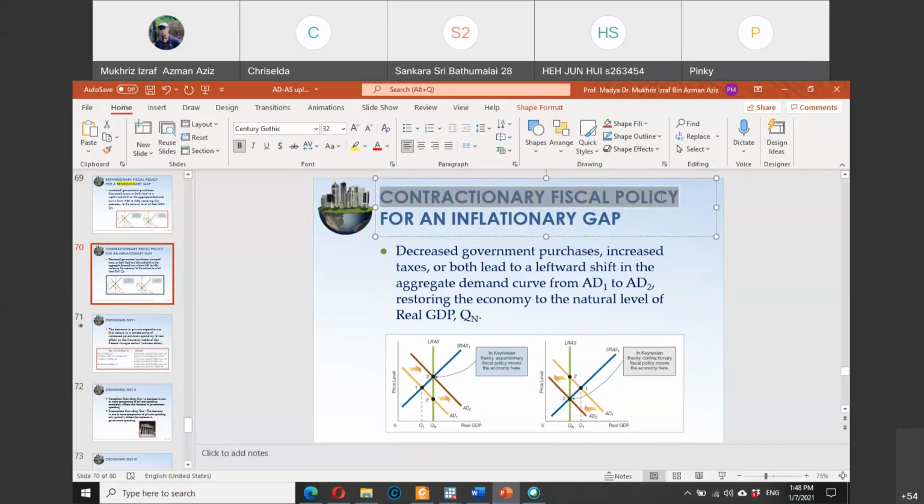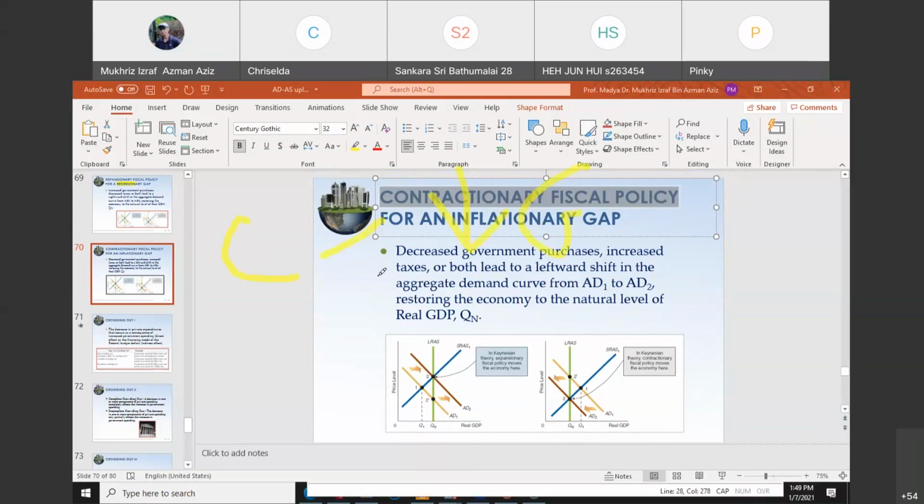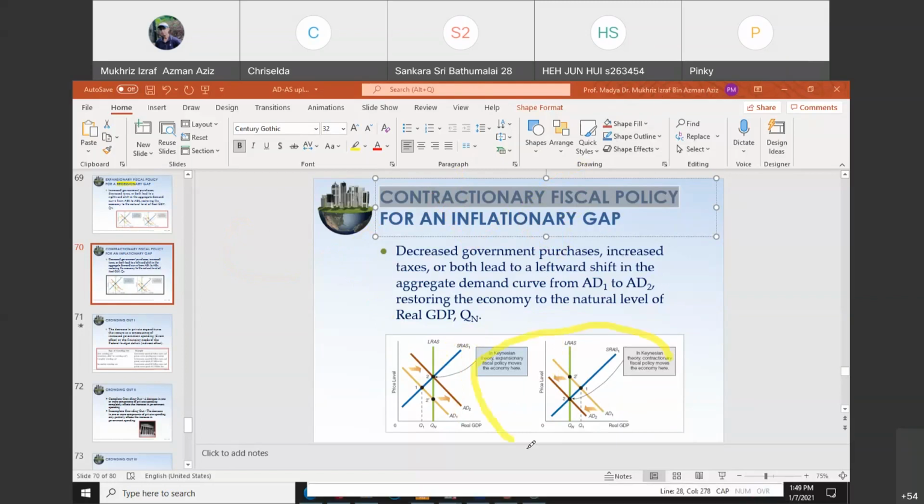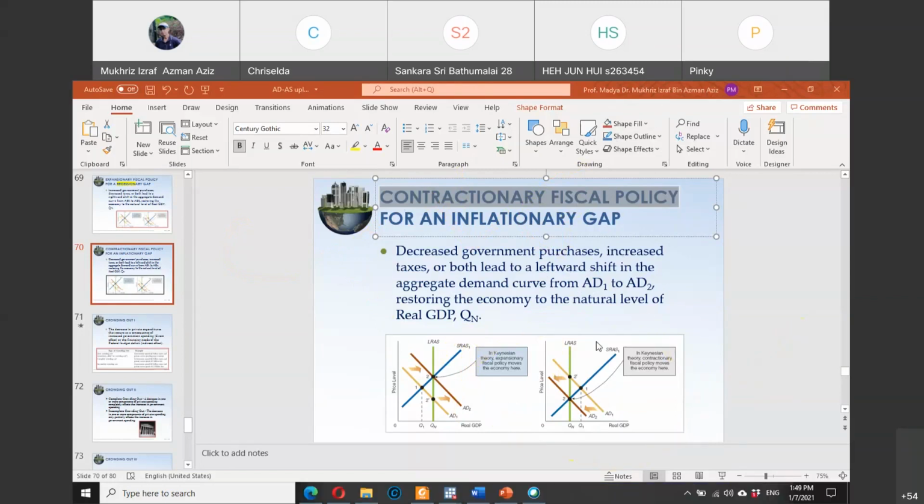So contractionary fiscal policy is what? It is reducing government spending and at the same time increasing tax. Increased tax means when people need to pay more tax, they will have less money to spend. And when the government reduces government spending, the economy will also have a lower amount of expenditure. So that will cause the aggregate demand to shift to the left. For contractionary, refer to this graph alone, which causes the aggregate demand curve to shift to the left.